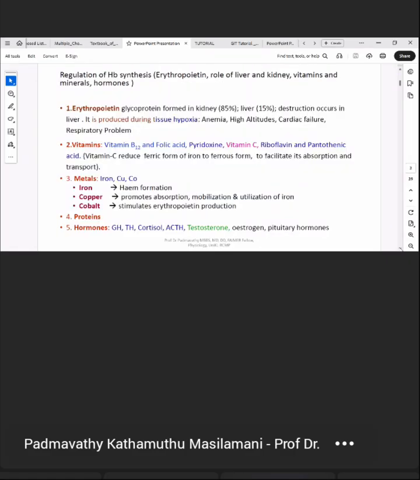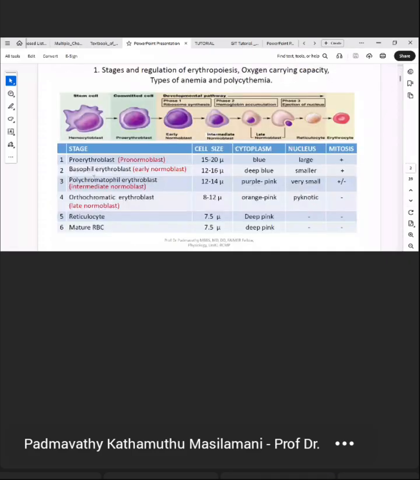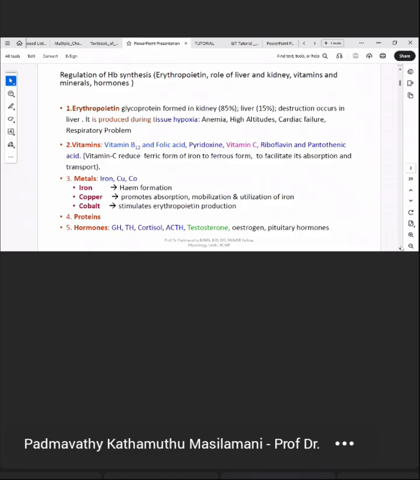So erythropoiesis, you know the stages already. Pro-erythroblast or pro-normoblast, early, intermediate, and late normoblast, and reticulocyte. These are important for erythropoiesis. Iron is important for hemoglobin, and copper will increase the utilization of iron, and cobalt will stimulate erythropoietin. And two important vitamins are folic acid and vitamin B12.